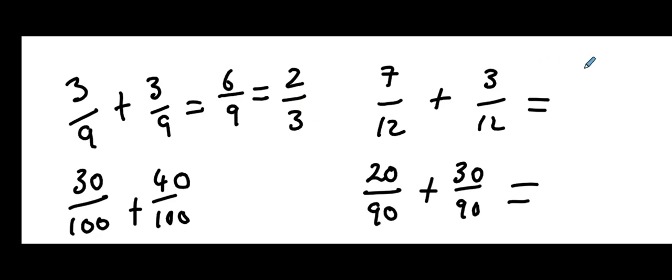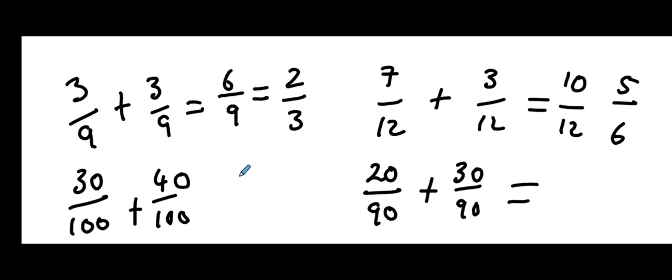In the second example, I add together my numerators and put them over my denominator. So 7 plus 3 is 10. Then I need to find the highest common factor for 10 and 12, and I know that is 2. So 10 divided by 2 gives me 5, and 12 divided by 2 gives me 6.